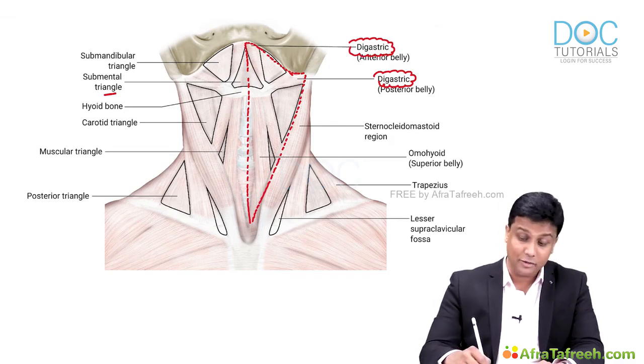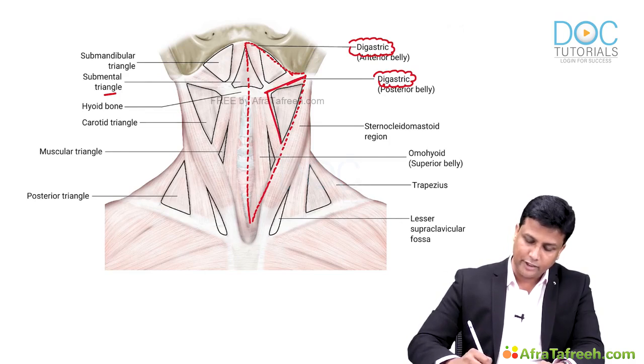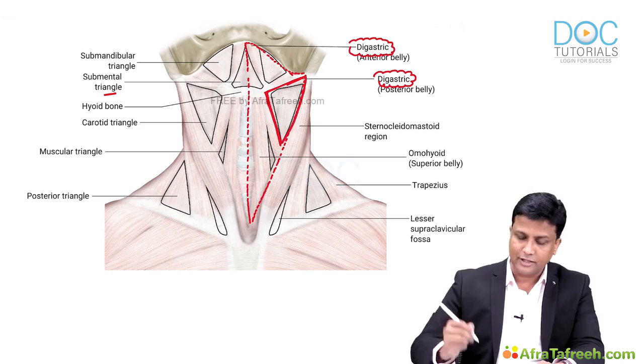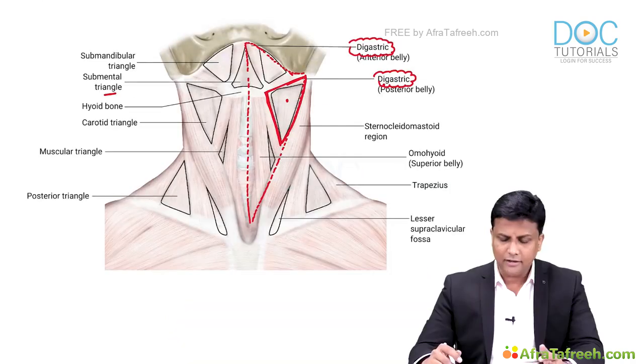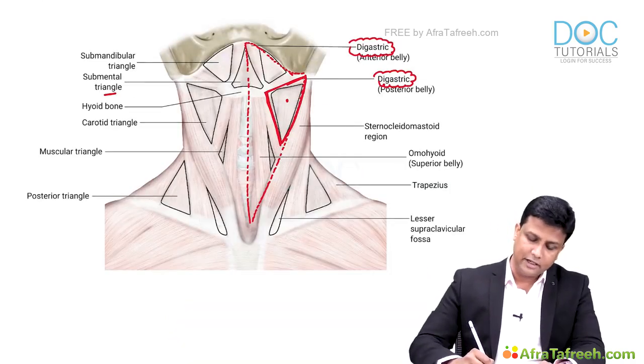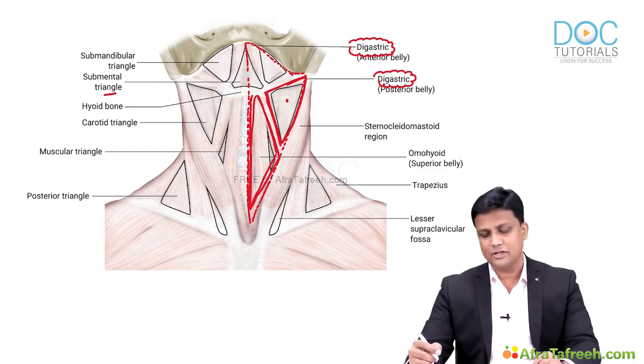Now welcome to the most important one, the posterior belly of digastric here. And this one is the superior belly of omohyoid, and this here is the sternocleidomastoid. Between the posterior belly of digastric, the superior belly of omohyoid and the sternocleidomastoid, that triangle is the most important one, the carotid triangle. And the last and final one, between the midline of the neck, the sternocleidomastoid muscle and the superior belly of omohyoid, is the muscular triangle. That is the muscular triangle, guys.